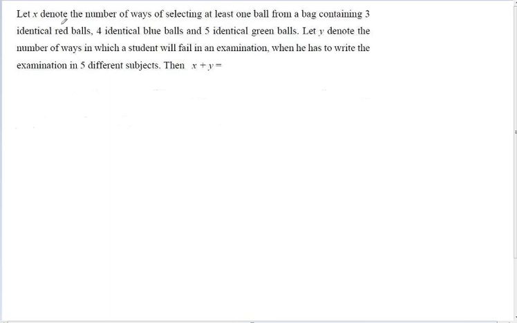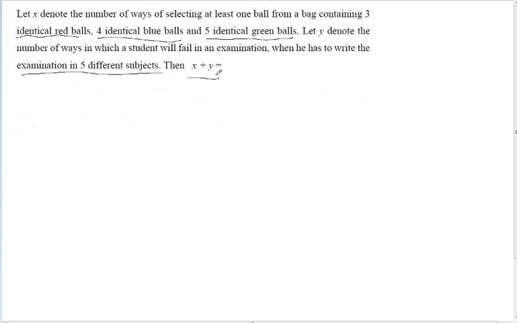Let X denote the number of ways of selecting at least one ball from a bag containing three identical red balls, four identical blue balls, and five identical green balls. And Y denotes the number of ways in which a student will fail in an examination when he writes the examination in five different subjects. Then the value of X plus Y is dash.